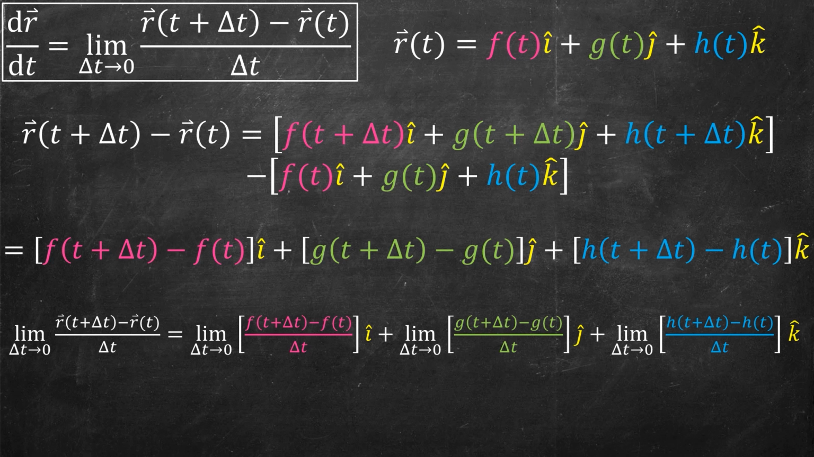That is, what is the first limit, the pink one? The limit as delta t goes to 0 of the f's. Well, that is nothing but what we've seen in first year calculus. This is all a single variable function. Remember, f is a scalar function. And so this is just df dt in the i hat direction, dg dt in the j hat direction, and finally dh dt in the k hat direction. So as long as my f, g, and h are differentiable, then I have my derivative split up in precisely this way.